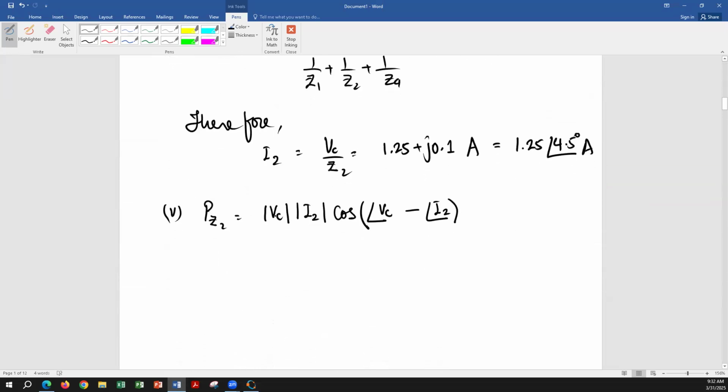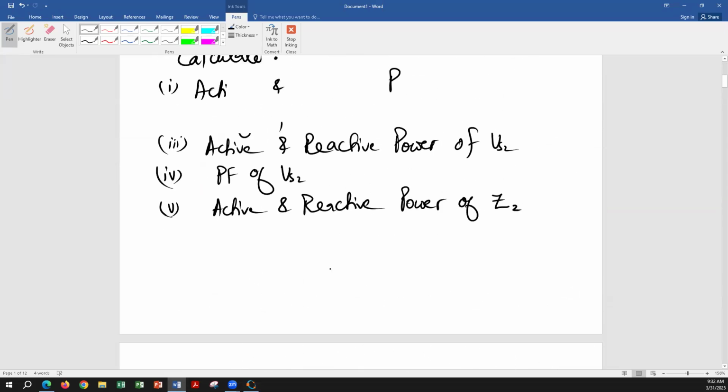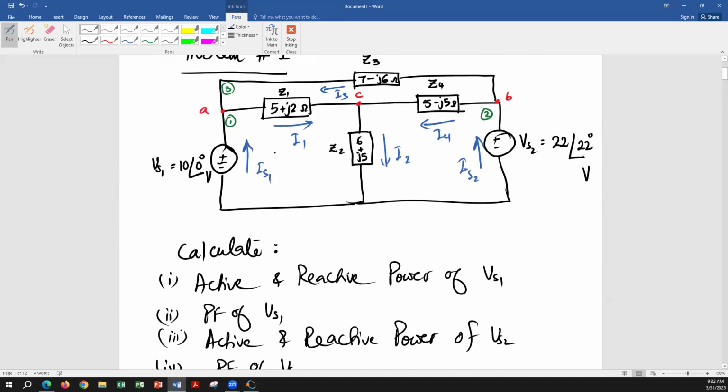So either we can use this equation, magnitude of VC times magnitude of I2, assuming both sources are given. Let's actually mention it. Let's assume these values are RMS, so that we don't have to convert into RMS. If they're not given in RMS, assume they're peak and then convert into RMS. But let's assume they're RMS.